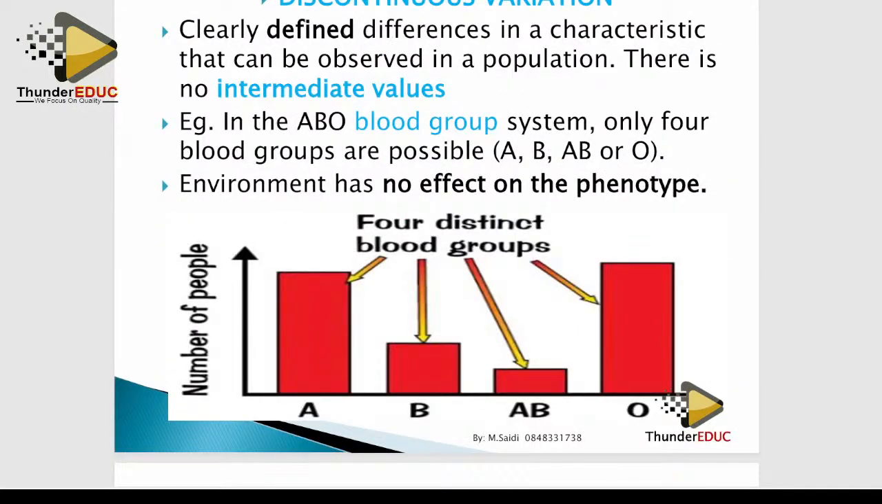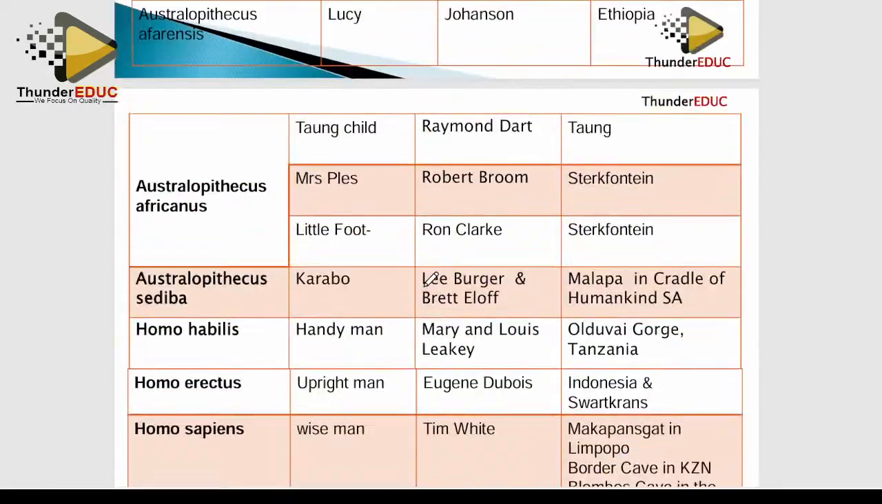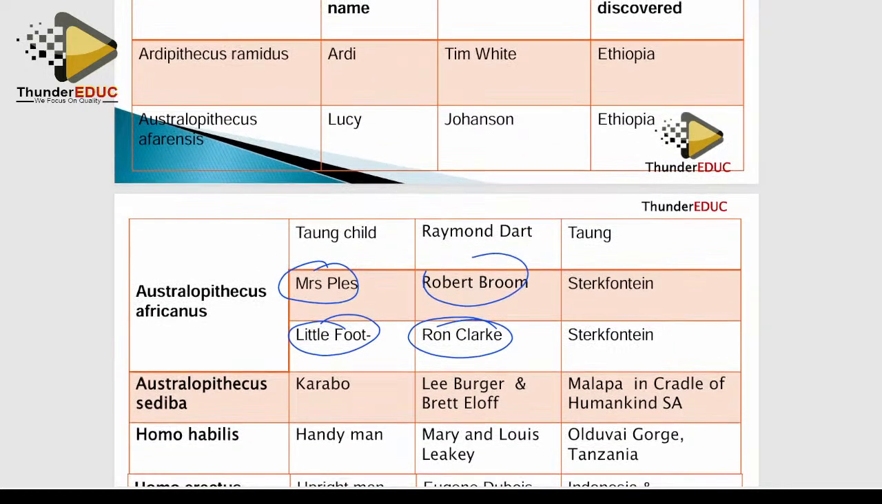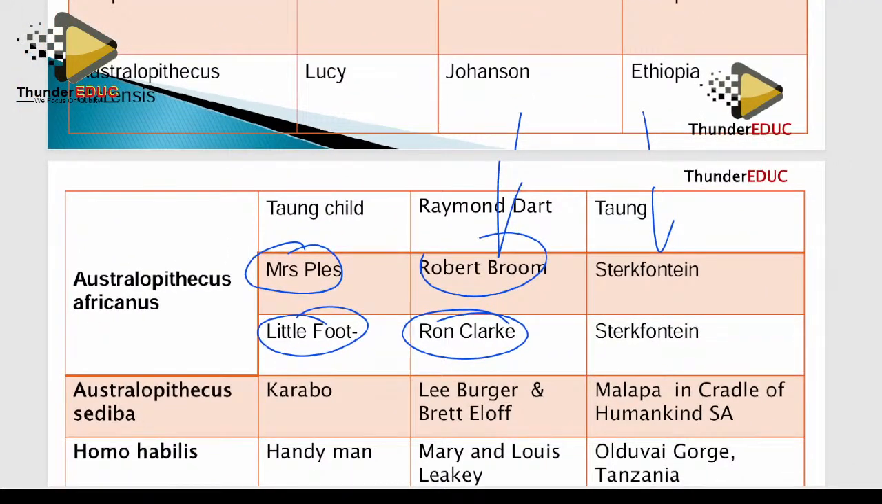So you guys, I had summarized this in your distinction material book. Yes, I summarized it here. You see, Little Foot, Ron Clarke. You see, Mrs. Ples, Robert. They just brought it the way it is here from the distinction material book, and then they put it. That's it. If they don't ask you this, they ask you this. You just need to memorize this small table. Done. However, many other books are having a lot of issues.